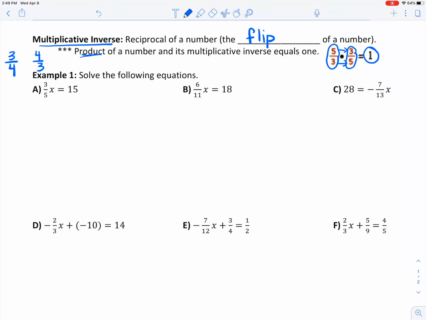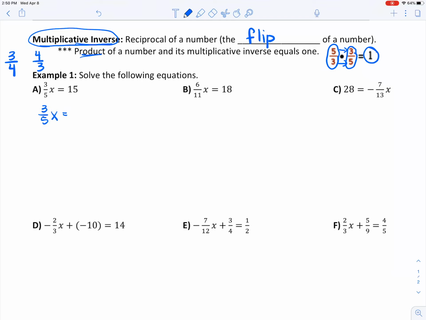And I don't know about you, but taking a look at example 1, letter A, we have 3 over 5x equals 15. A lot of people, when they see that fraction part of this, they're like, ugh, and they might not like to solve this as much. But I'm showing you a method today that will make this problem a lot simpler to do and not really that bad if we use what's called the multiplicative inverse, which is what we talked about, the flip.